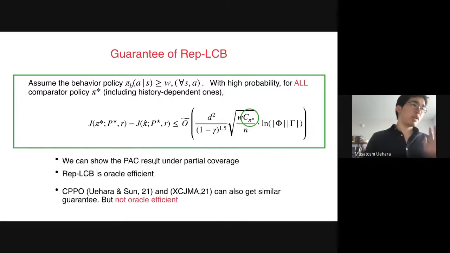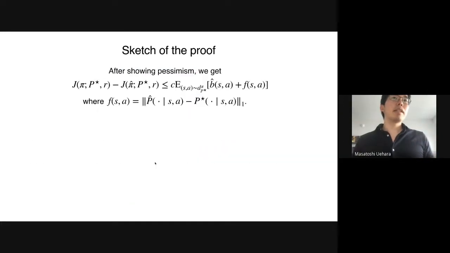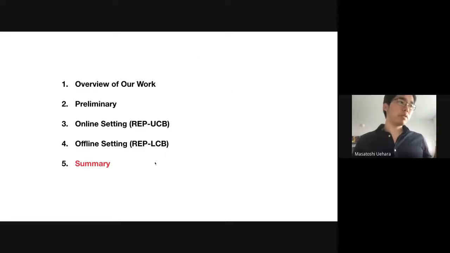And our algorithm is also oracle efficient, so computationally efficient. Although there are papers like CPPO, that's our paper, and also the paper by Tengyang and his co-authors that can also get a similar guarantee, their algorithms are not oracle efficient. So our algorithm is the first oracle efficient algorithm which works under partial coverage. And let me skip this proof. Basically, the proof is very similar to the online part.